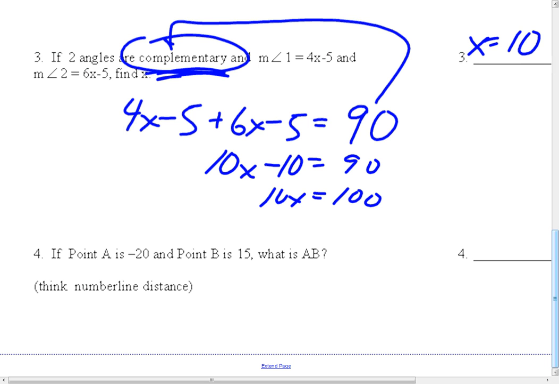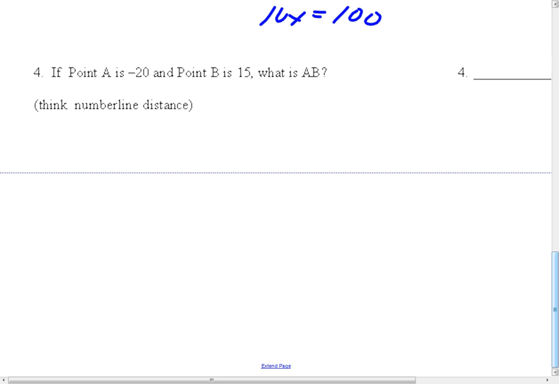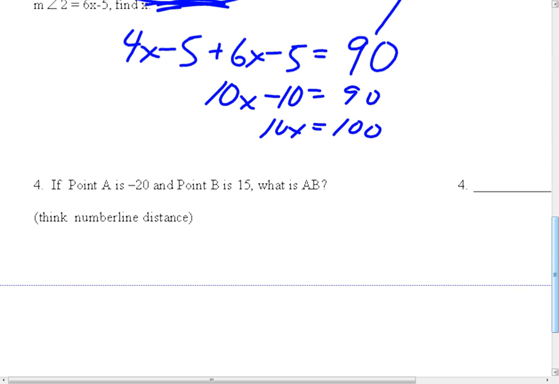Number 4. For some reason, this trips people up on quizzes and tests. We want number line distance. We don't want our graphing distance, Pythagorean theorem, what we have on the sideboard over here. Raise your hand, tell me what to do if I'm just looking for a number line distance.